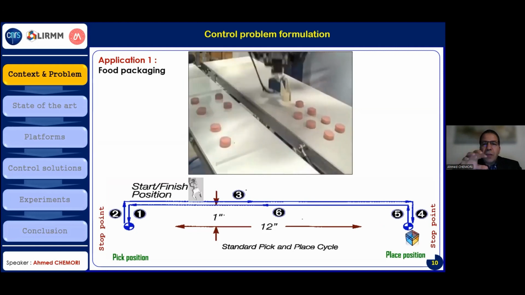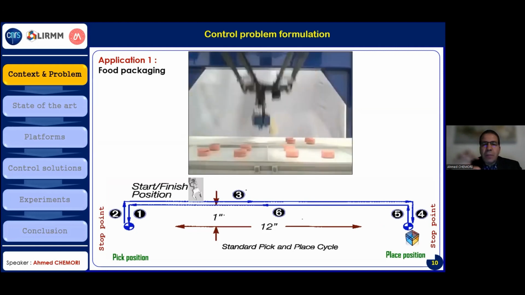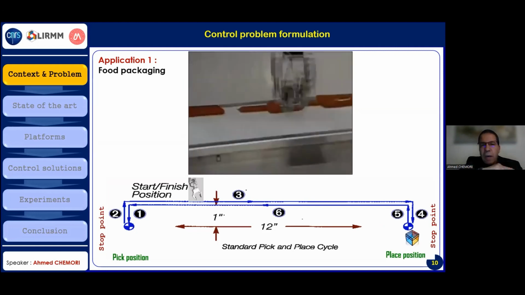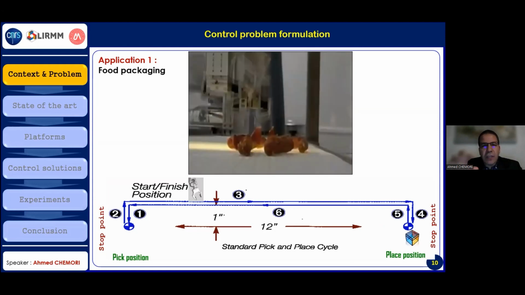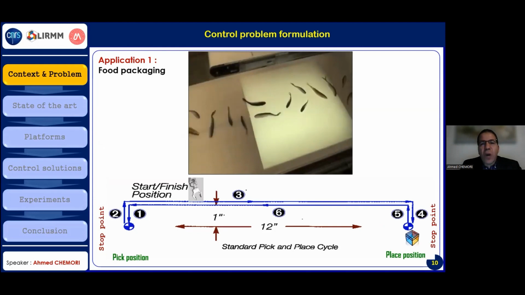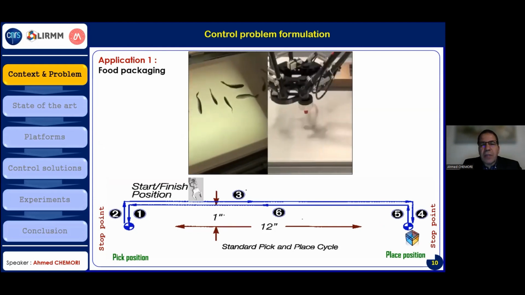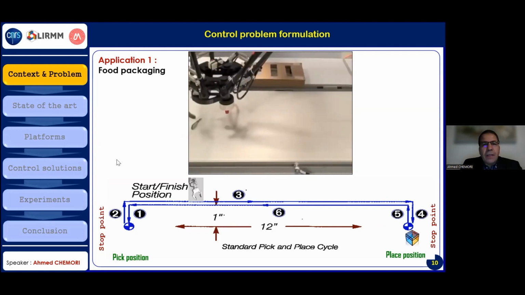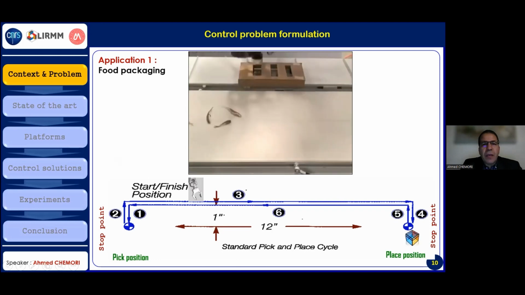If the manipulator is oscillating around the pick position or the place position, we cannot go back to the other position since it's oscillating. So we have to reduce these oscillations while increasing the speed and the acceleration. So this is the first application where parallel robots are mainly used.